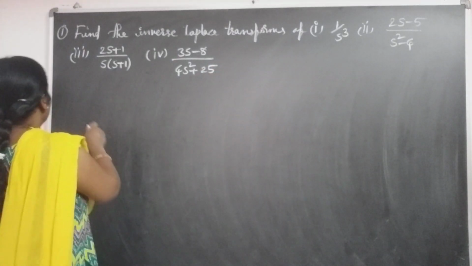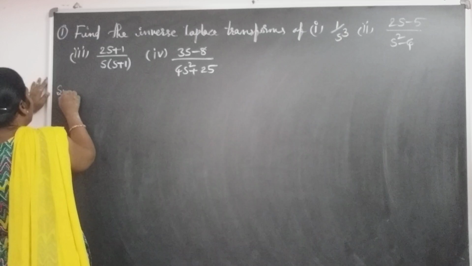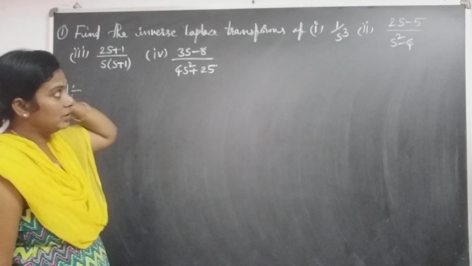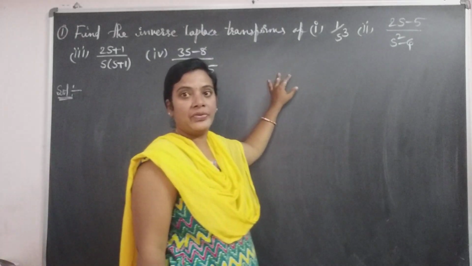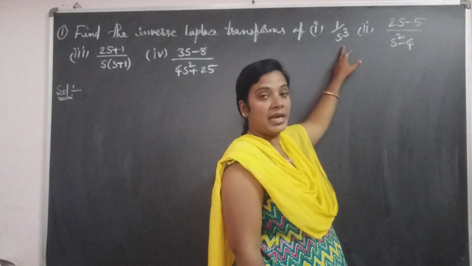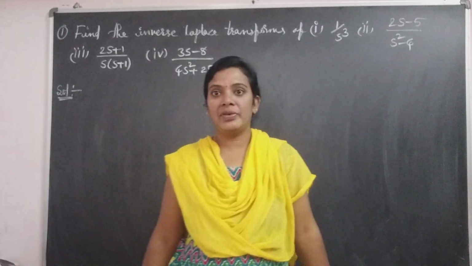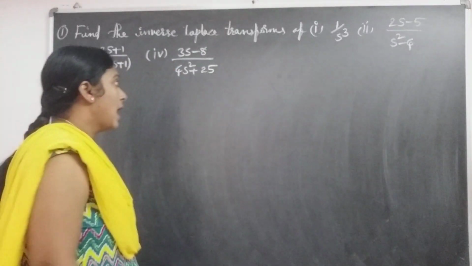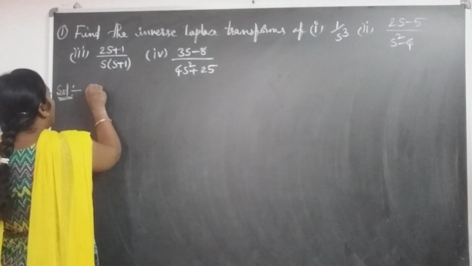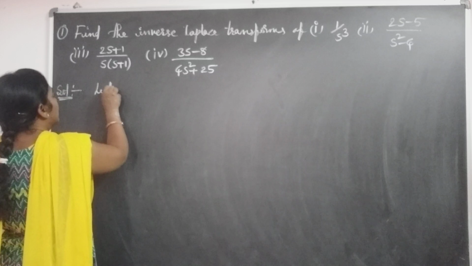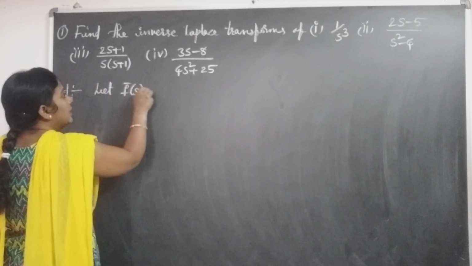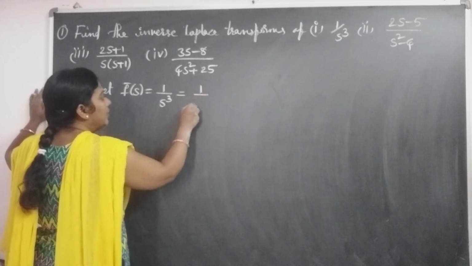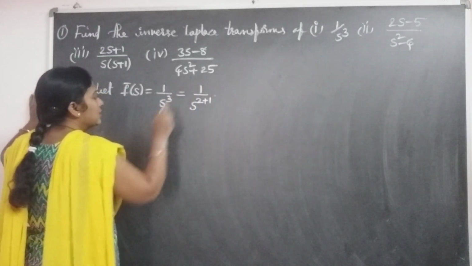First, by observing the given functions, how can we find the inverse Laplace transforms? We know that the Laplace transform of a function of t is expressed in the s variable, and the inverse transform of the s variable can be expressed in the t variable. I am taking the first problem. Let f bar of s be equal to 1 by s cube. It can be written as 1 by s power 2 plus 1.